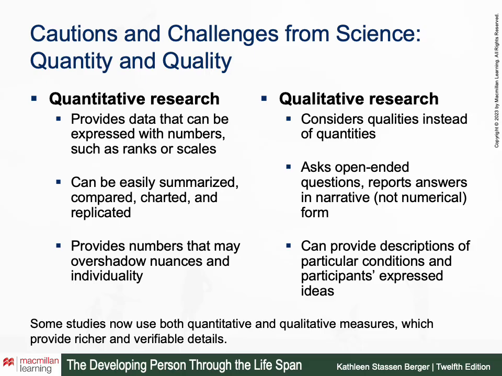Okay, so quantity and quality. Quantitative research provides data that can be expressed with numbers, such as ranks or scales. It can be easily summarized, compared, charted, and replicated. And it provides numbers that may overshadow nuances and individuality. Qualitative research considers qualities instead of quantities, asks open-ended questions, and reports answers in narrative, non-numerical form, and can provide descriptions of particular conditions and participants' expressed ideas. These days, some studies are using both of these measures, and that can provide richer and more verifiable details.